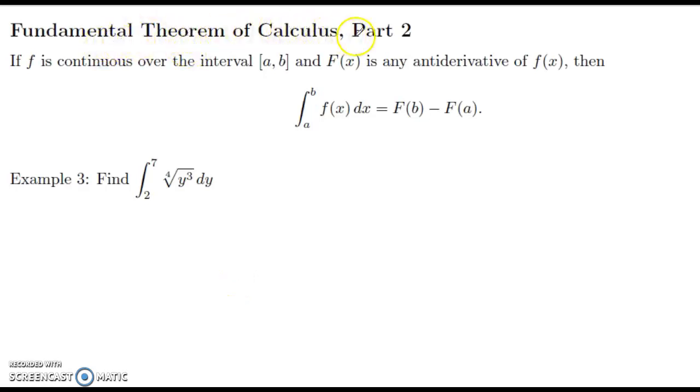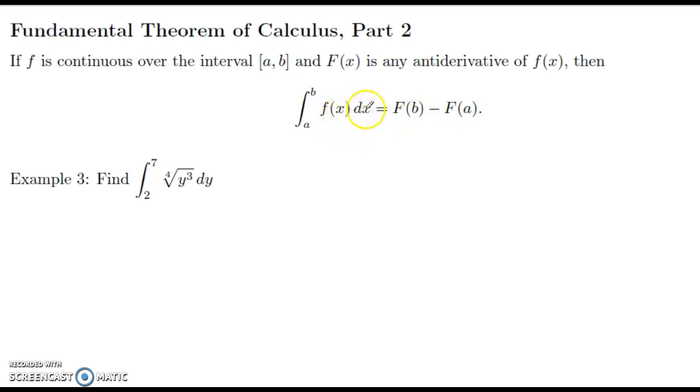Fundamental theorem of calculus, part 2. If f is continuous over the interval [a, b] and capital F of x is any antiderivative of f of x, then the integral from a to b of f of x with respect to x equals capital F of b minus capital F of a.